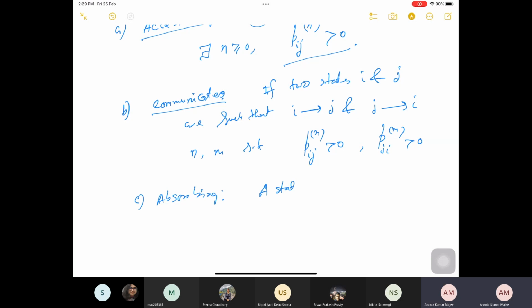So a state I is said to be absorbing if P_ii is equal to 1. If it is 1, there is no probability, I cannot go to another state. That is why it is absorbed there.